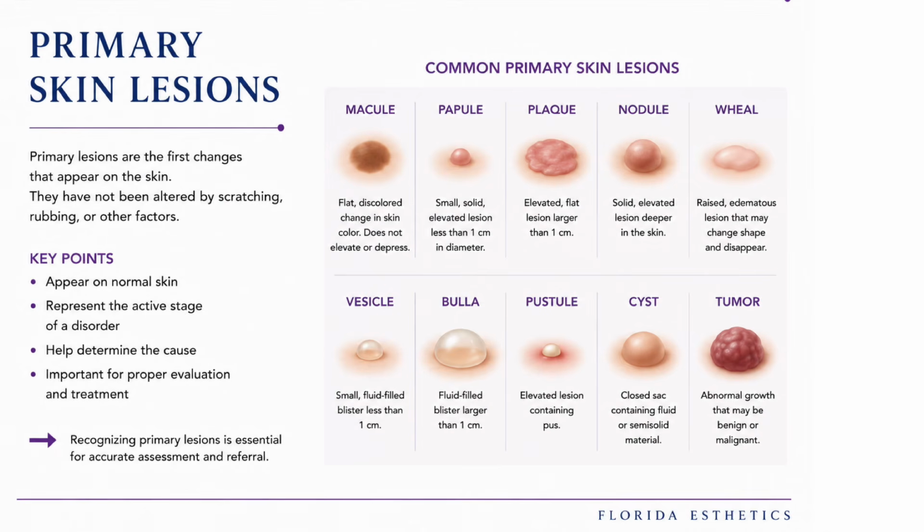Let's start with primary skin lesions. These are the first visible changes that appear on the skin before they are affected by external factors. These early changes can give us important clues about what's happening in the skin. Recognizing them early is not about making a diagnosis, but about knowing when it's safe to perform a treatment and when a client should be referred to a medical professional. Now, let's take a closer look at the most common primary skin lesions.